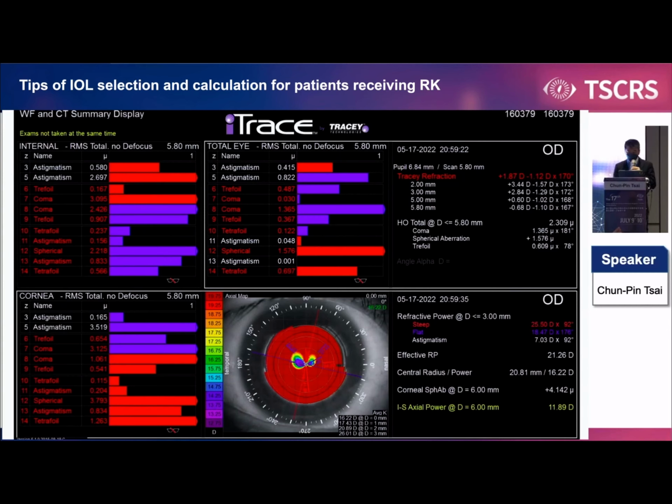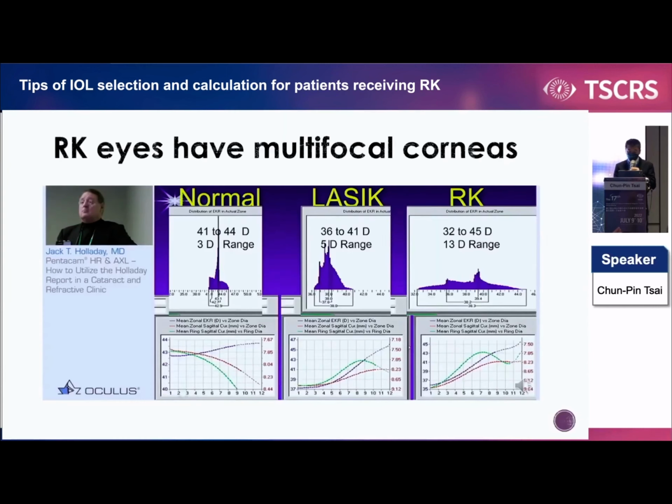There are residual high order aberrations for this patient, like coma, trefoil, tetrafoil, and spherical aberration. So this patient may have some positive dysphotopsia, like halo and starburst, after cataract surgery. The preoperative discussion helps to set realistic expectations for the patient.